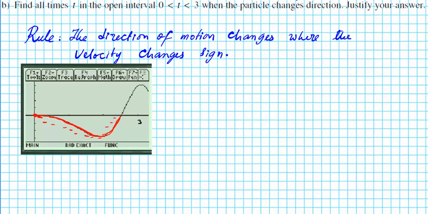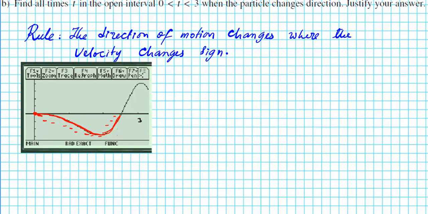It tells us that from 0 up to this point right here, velocity is less than 0, so the object is moving to the left. How about over here? From this point all the way up to 3, from here to here, guess what's happening? On that interval, the velocity is greater than 0, which means the object is going to the right.